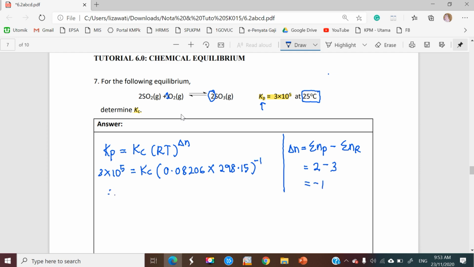So, we want to find out Kc. Therefore, Kc is equal to... Alright, so suppose you get here 7 times 10 to the power of 6.